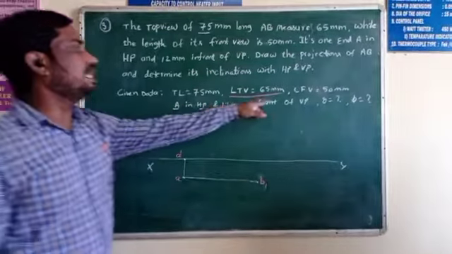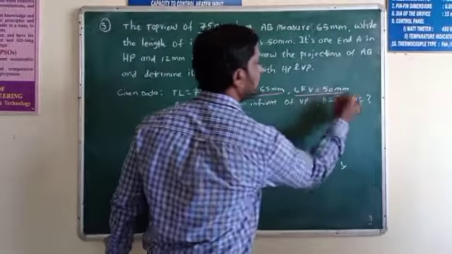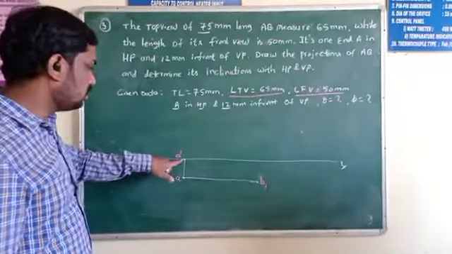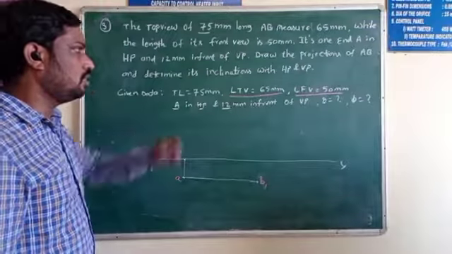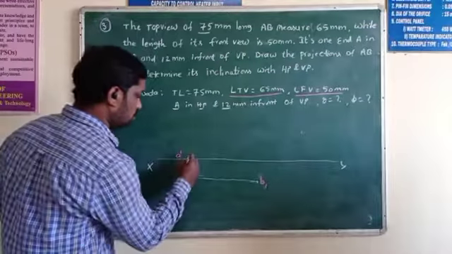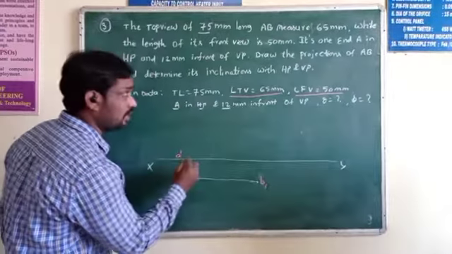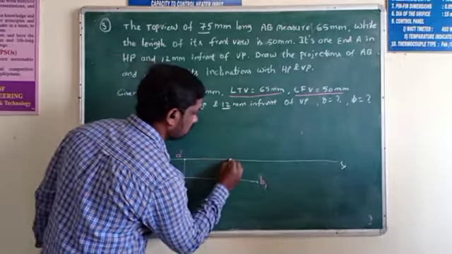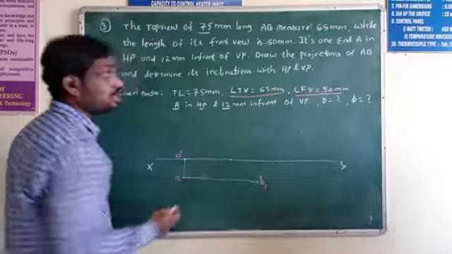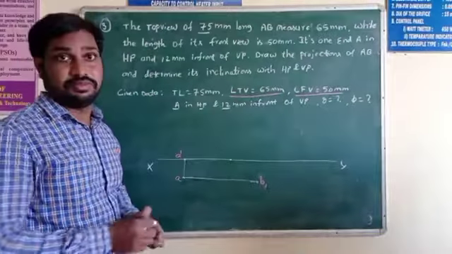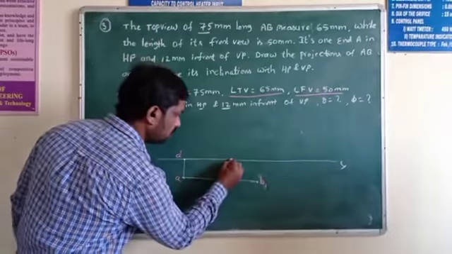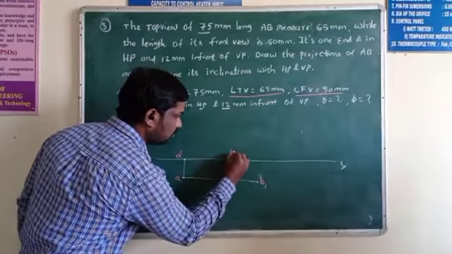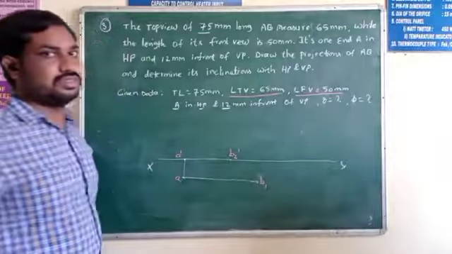Now going to the length of the front view. A dash is the front view. You can draw directly on the XY line because A dash is on the XY line. Taking the length 50 mm, as given, the point is B2 dash.